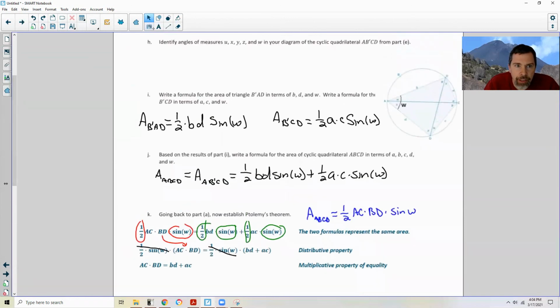And now let's look and see what that actually is. So AC is a diagonal times BD is a diagonal equals the sum of the products of the opposite sides.